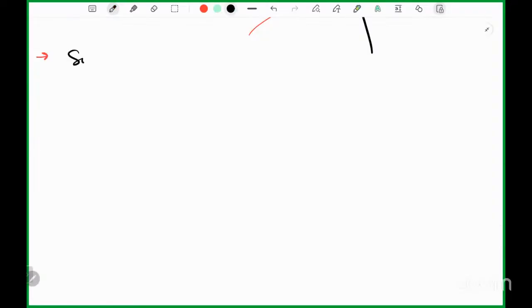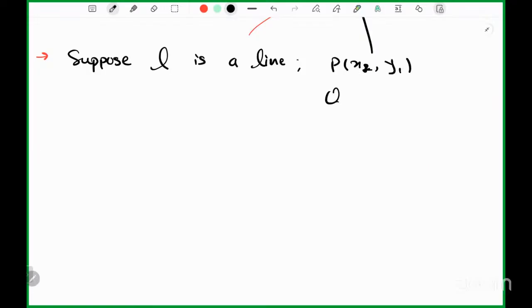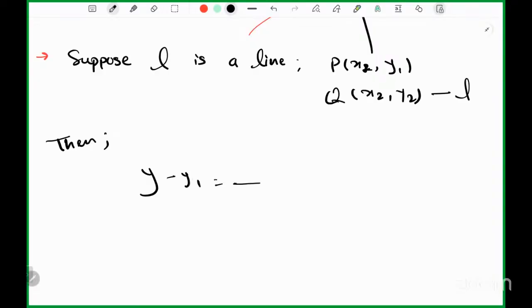Two-point formula means, suppose L is a line, and P and Q are points lying on the line. So P with x1, y1 and Q with x2, y2 are two points lying on the line L. Then the equation of line L can be written as, can someone tell me what will be the equation? The two-point equation of a line, do you remember? It's y minus y1 is equal to the slope of the line, that is y2 minus y1 upon x2 minus x1, into x minus x1. This is known as the equation of a line passing through two points.